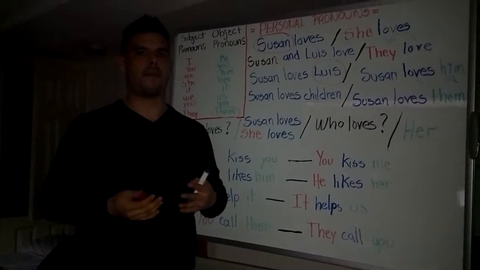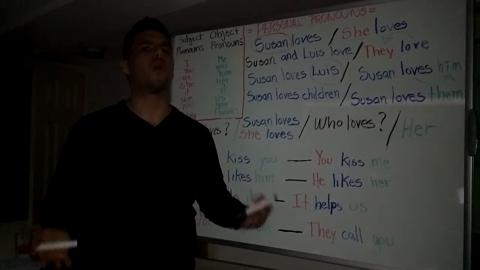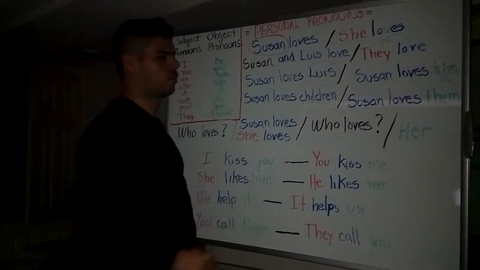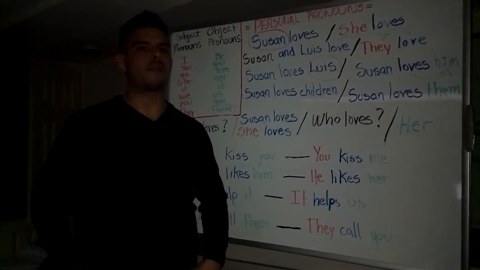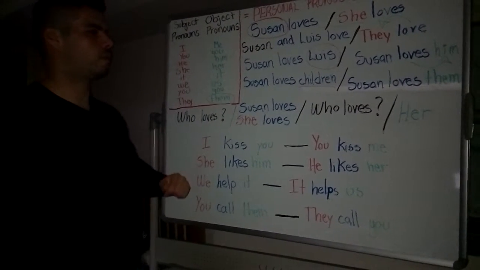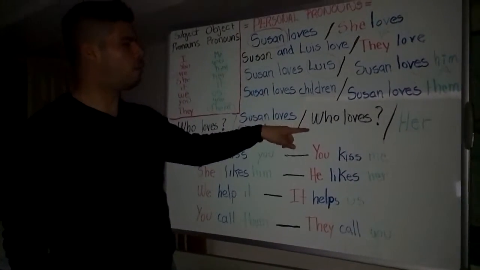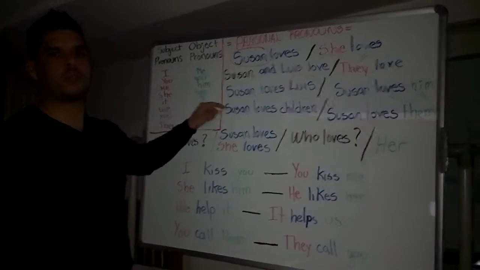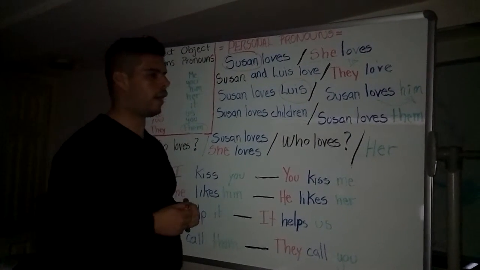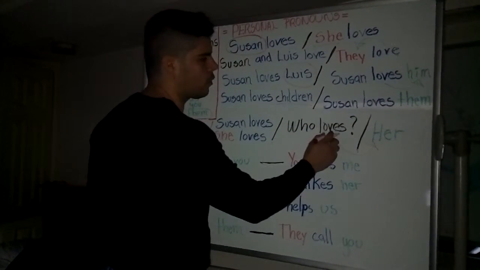Another thing about the object pronouns is that they can also work on their own. When we have the question, "Who?", we may always answer with an object pronoun by its own. For example, who loves? In this case it is Susan. So the right answer would be "her," after the verb. Who loves? Her.